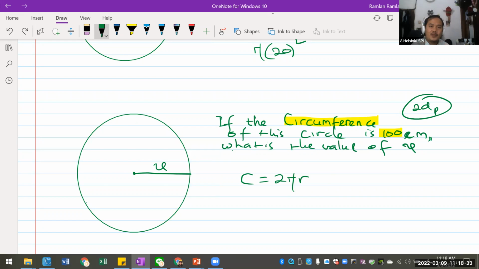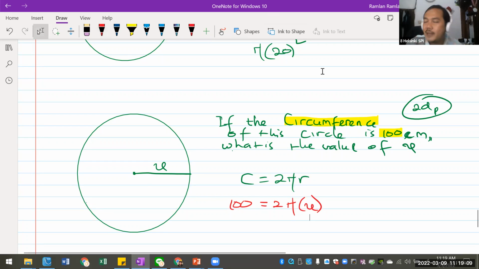Another hint for you guys: every time you solve any kind of question like this, please write down the formulas and then write down the information that is given from the question, exactly below the equation. So we know that the c is 100, so we write down 100 over here, and then the 2 doesn't change, the pi doesn't change, but the r will change into x. Please solve this because it's quite easy. You just move that to the other side and you will get the value of x. And please write the final answer in 2 decimal places.